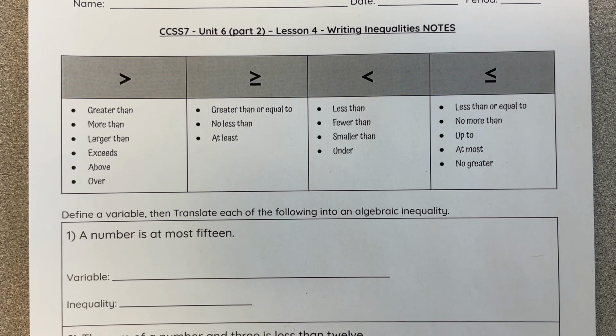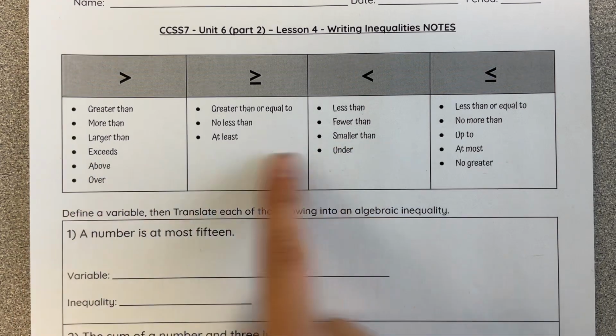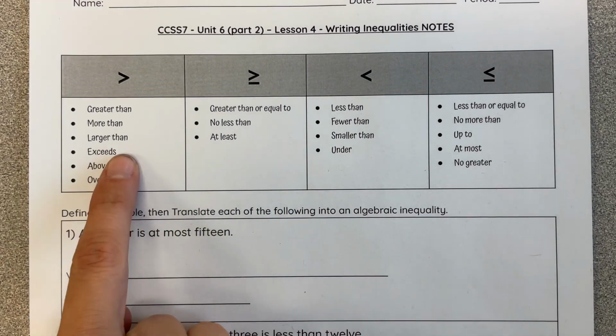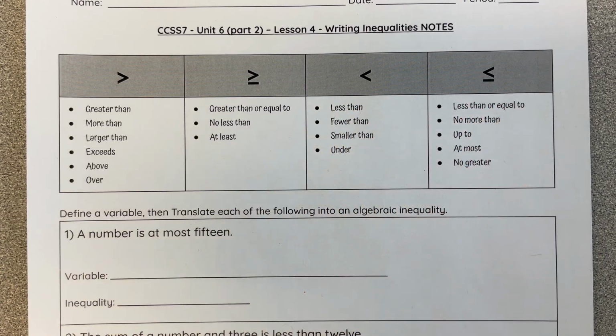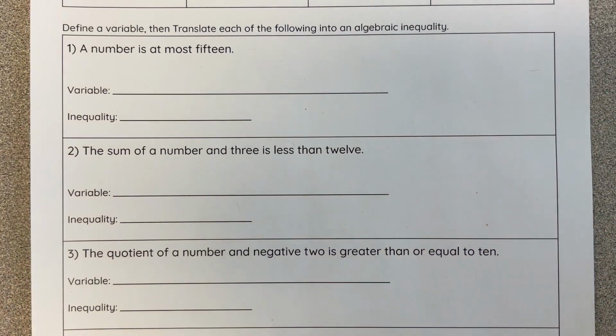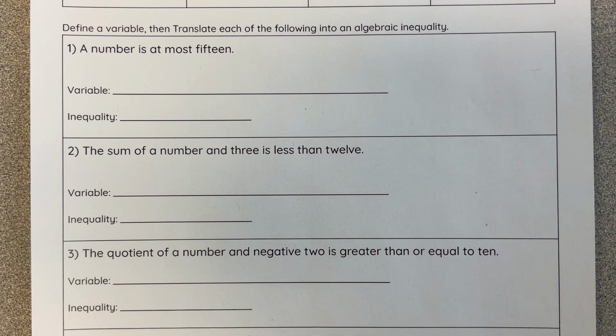For this lesson, we are going to look at writing inequalities. So here are some reminders of keywords that tell us our different inequality signs: greater than or equal to, less than or equal to. When we are writing these inequalities, we're going to define a variable and then actually write the inequality. On the front page, we're not going to solve. On the back page, we are.